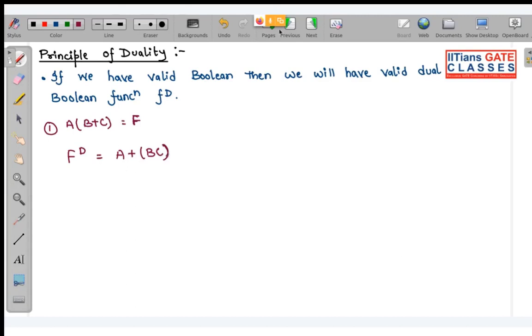Or even if I ask you to write it for this: A plus 0. If this is F and you write the dual function, the plus will be replaced with your dot, and 0 will be replaced by 1. So this is also a valid dual function. Are we getting this or not? Tell me. I should have explained it better.